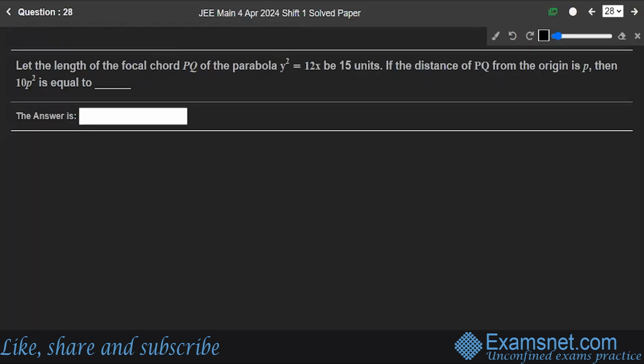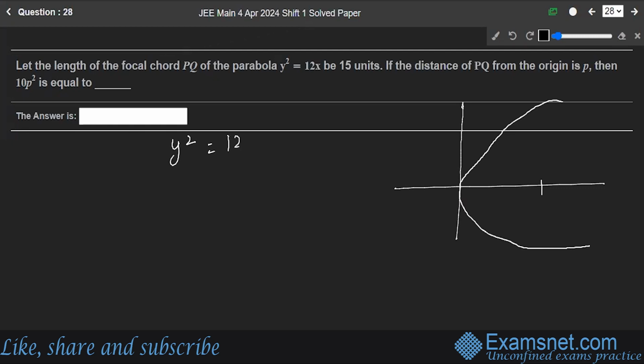Question number 28. Let the length of the focal chord PQ of the parabola y square is equal to 12x be 15 units. If the distance of PQ from the origin is p, then 10p squared is equal to what? So here is your y square is equal to 12x parabola because it is passing through the origin. And let's say this is your focus. If I compare it with 4ax, that means you will have a's value as 3. So this is the focus (3, 0).